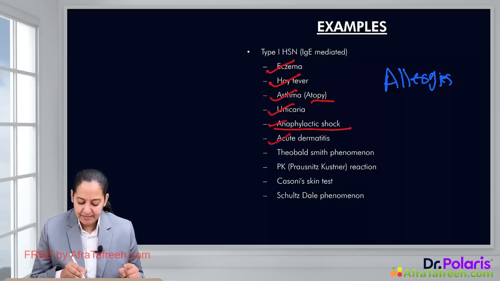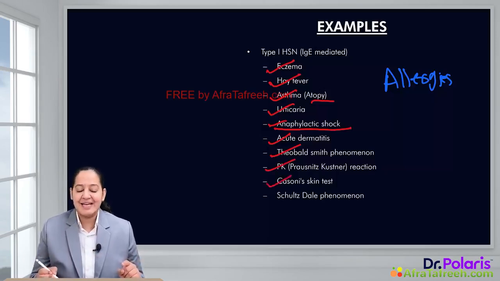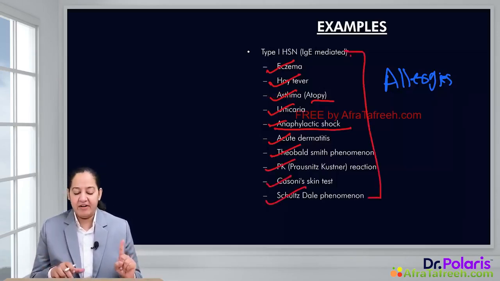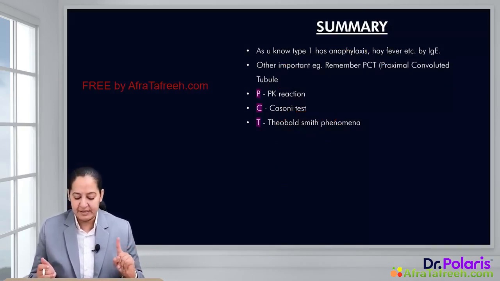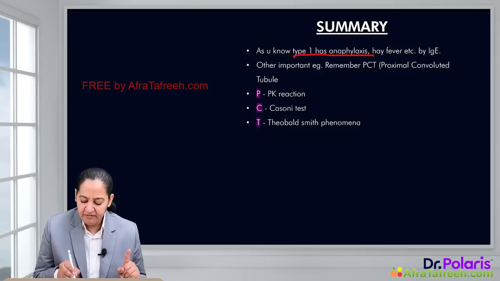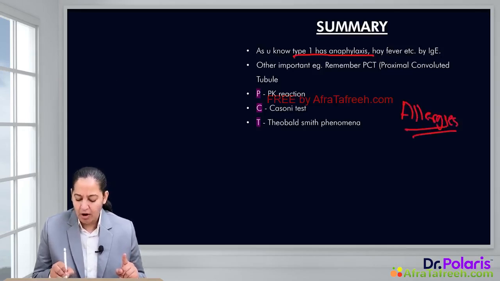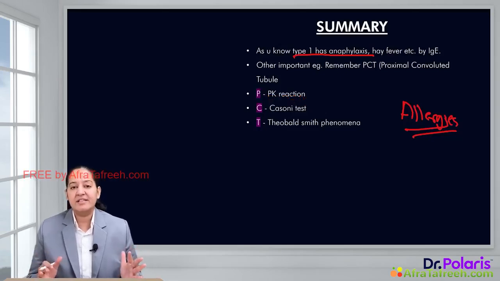Acute dermatitis, Theobald-Smith phenomenon, Prausnitz-Küstner reaction, that is known as PK reaction, Casoni skin test, and Schultz-Dale phenomenon. So these all are examples of type 1 hypersensitivity. To simplify this, we will be learning a mnemonic to learn the examples. Now in type 1 hypersensitivity, we know all allergies are there. All allergies may include asthma, hay fever, atopy, anaphylaxis, urticaria, contact dermatitis. These are the various types of allergies.